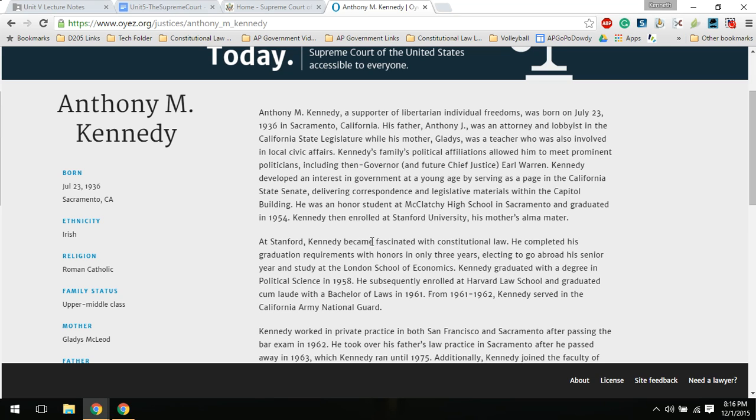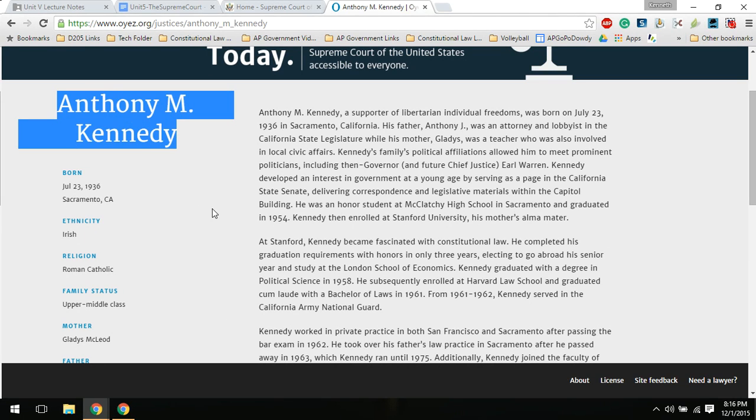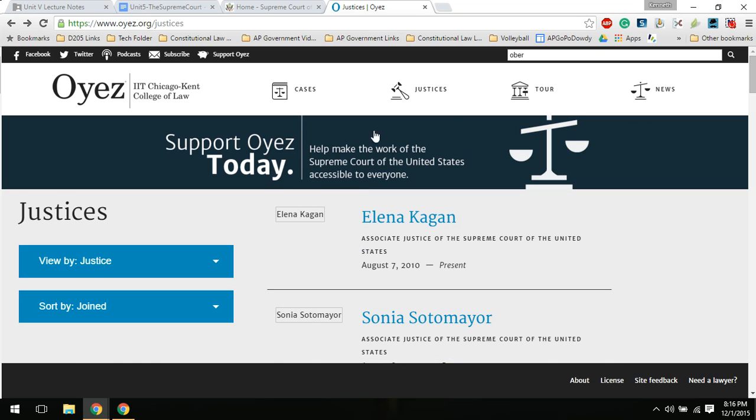On some of the key issues, there are 5-4 decisions, and he is going to be the key justice in that case. So when you talk about a justice who's a VIP, Anthony Kennedy. This site also has a tour of the Supreme Court, which is pretty awesome.